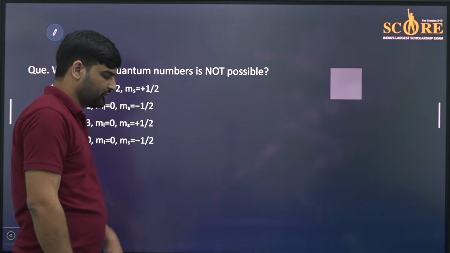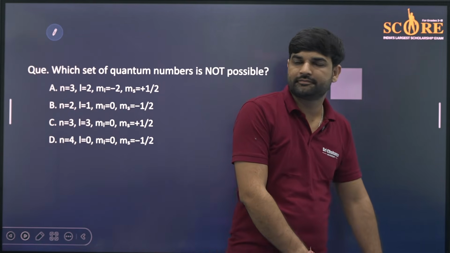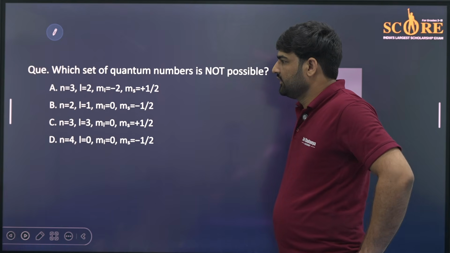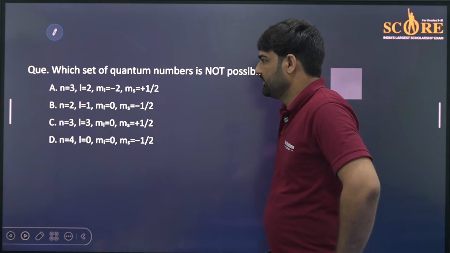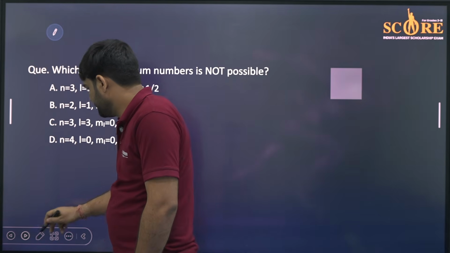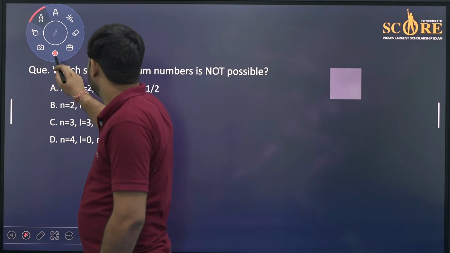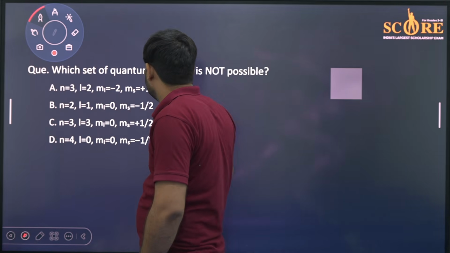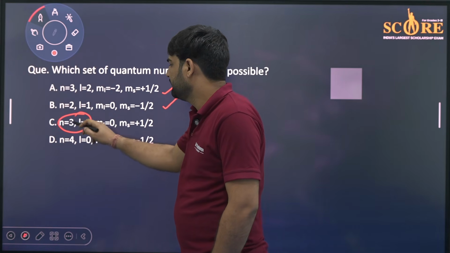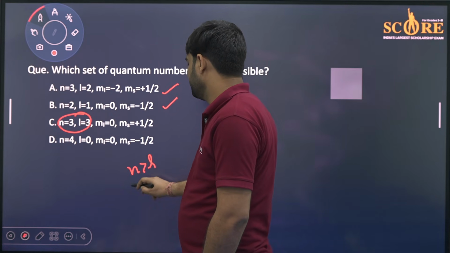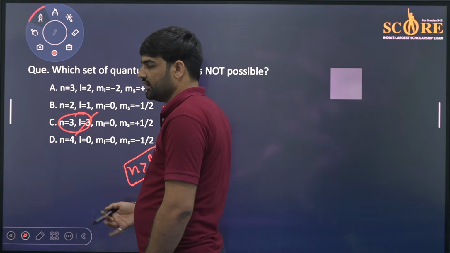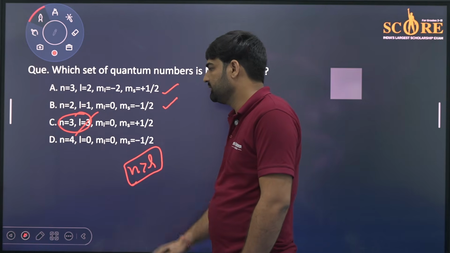Next is a simple problem. Which set of quantum numbers is not possible? First of all, n is 3, l is 3, m is -2. This is wrong. Why is this wrong? We know that n greater than l should be followed. So if n is 3, then l should be 2, 1, or 0. So this cannot be possible.